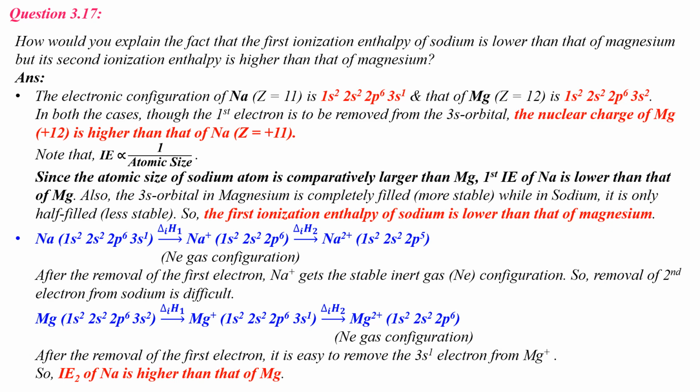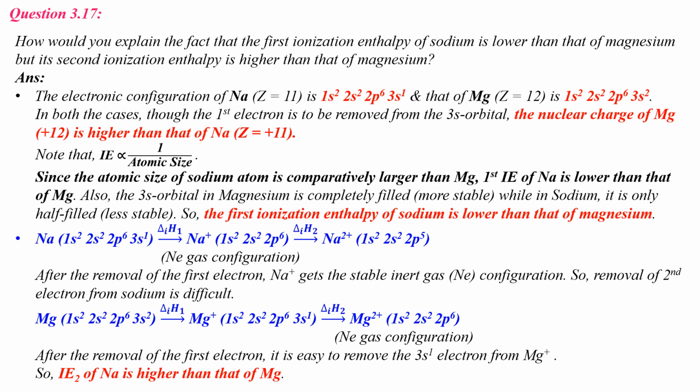And the atomic number of sodium is 11. So there are 11 protons in its nucleus. So the nuclear charge of sodium is plus 11. So it is evident that the nuclear charge of magnesium is higher than that of sodium. Also, do note that ionization enthalpy is inversely related to atomic size of an element. Okay, since the atomic size of sodium atom is comparatively larger than magnesium, first ionization enthalpy of sodium is lower than that of magnesium. Also, the 3s orbital in magnesium is completely filled.